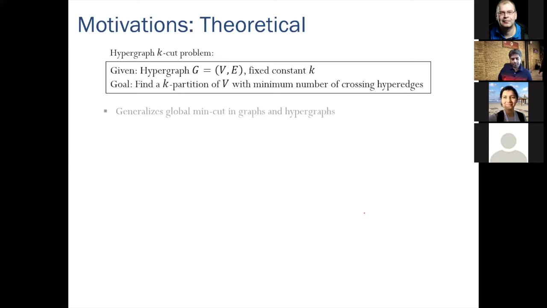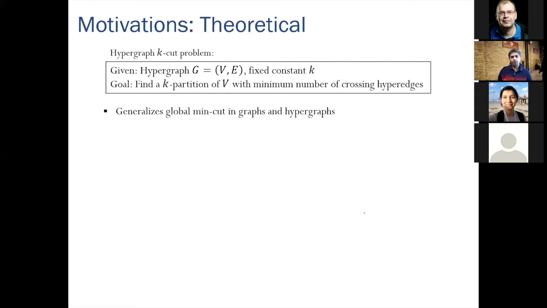On the theoretical side, note that the hypergraph K-cut problem generalizes the global min-cut problem in graphs and hypergraphs. In particular, hypergraph 2-cut problem is simply the global min-cut problem in hypergraphs. So it is natural to ask if we can solve this more general problem. Okay, if we can solve hypergraph 2-cut, then can we solve hypergraph 3-cut? Can we solve hypergraph 4-cut and 5-cut and so on?